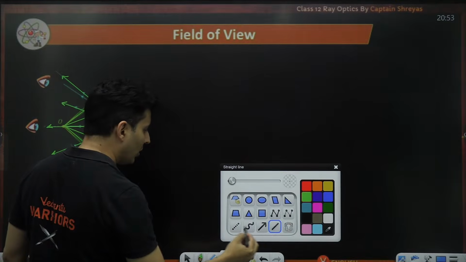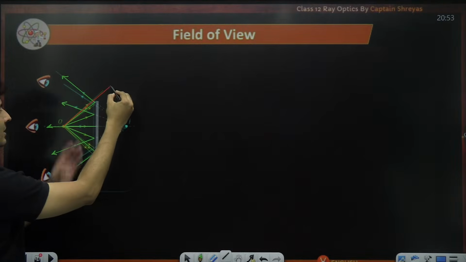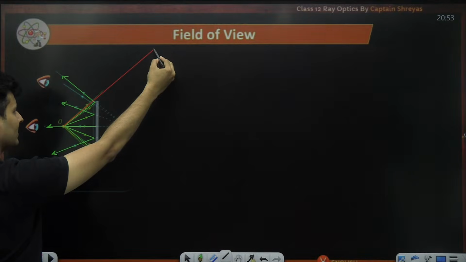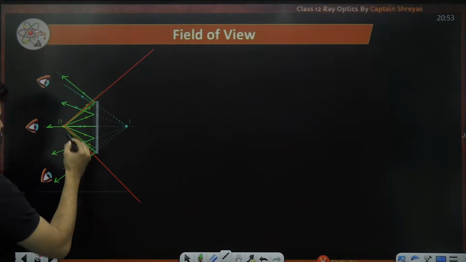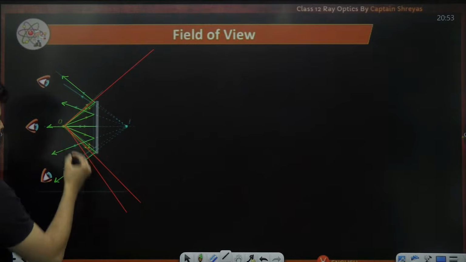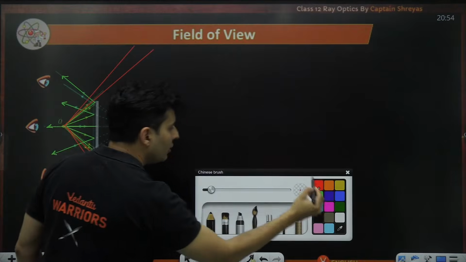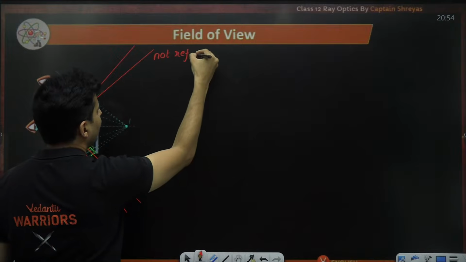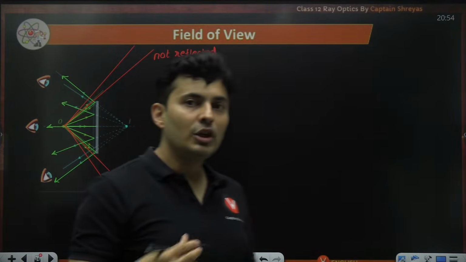But think about this particular ray. The ray which is going here is not encountering any mirror, so that ray will just go like this. That ray here will also go like this, and this ray will just go like this. So these are all not reflected by the mirror, so you cannot see any image due to the reflection.